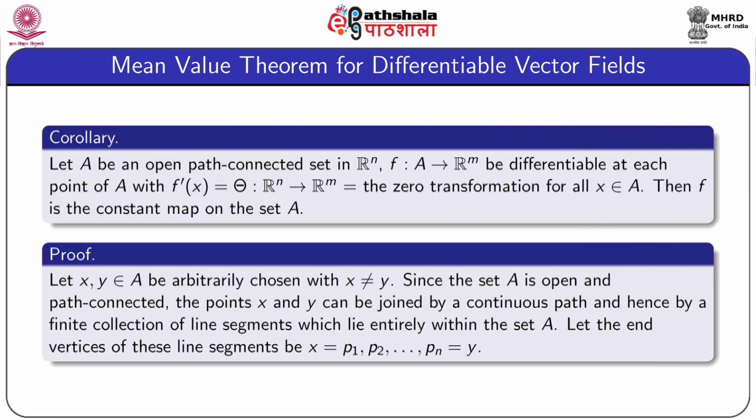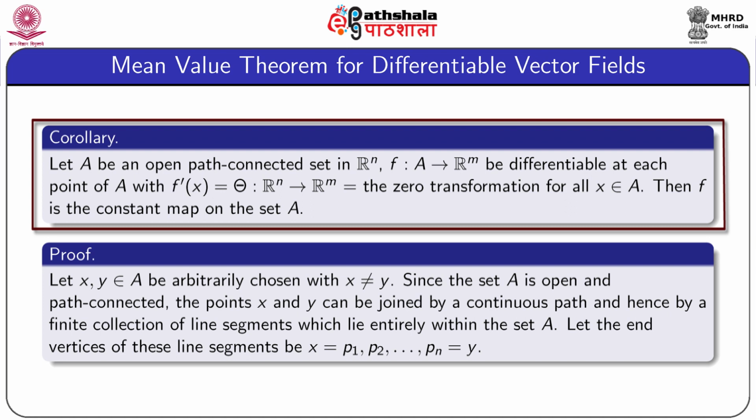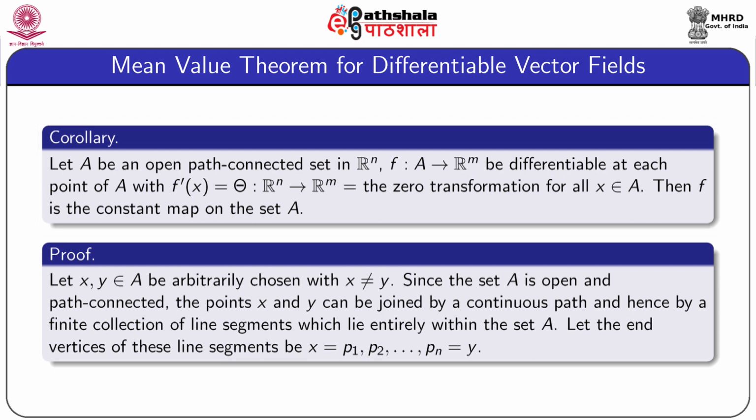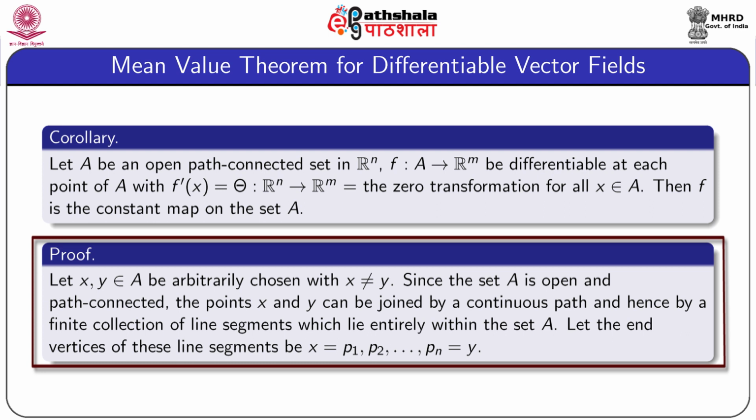Corollary. Let A be an open path connected set in Rn, f from A to Rm a vector field, and we assume that it is differentiable at each point of the set A with f dash x the 0 transformation from Rn to Rm. We claim that f is the constant map on the set A. We give the proof. We select x and y arbitrarily from the set A with x and y different.